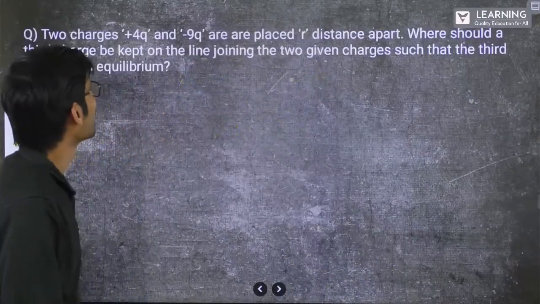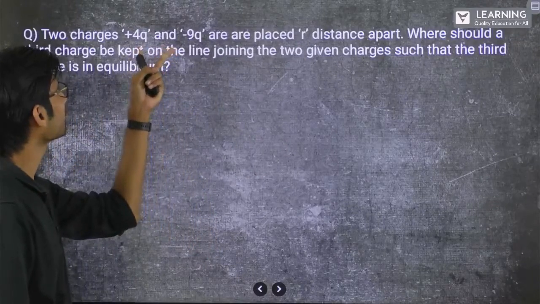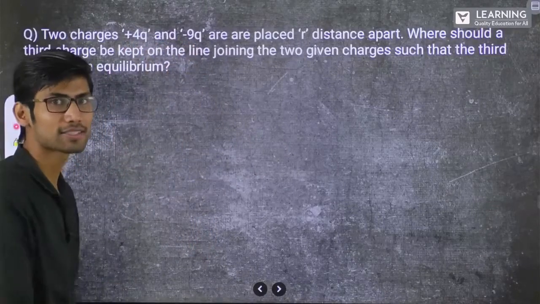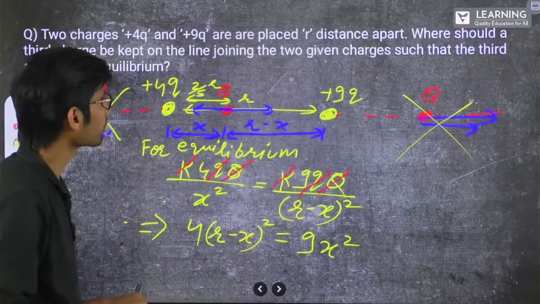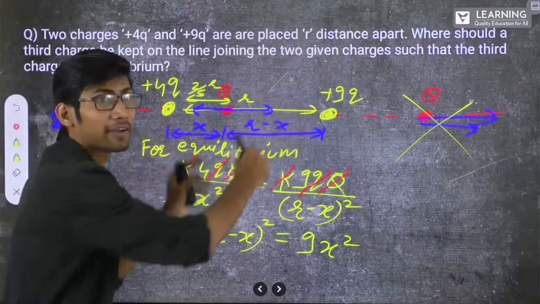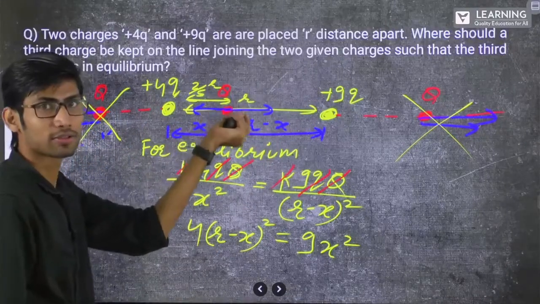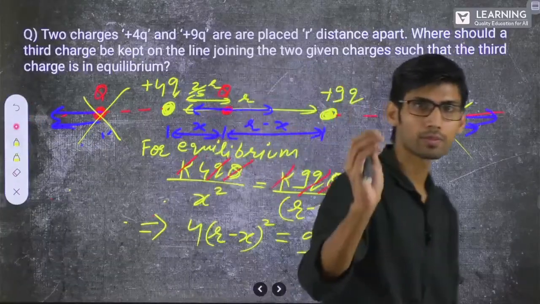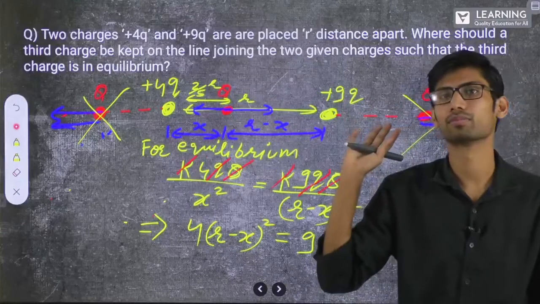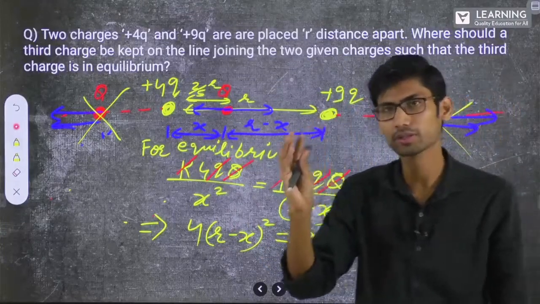Now this time the charges are opposite. This is plus, this is minus. Last time both were of the same sign. So now you can remember one thing. If the charges have the same sign, the third charge to be in equilibrium has to be kept between them. If you want, you can mug it up. There is no need. Logically also you can find out, but if you want, you can remember this to reduce your time in the exam.